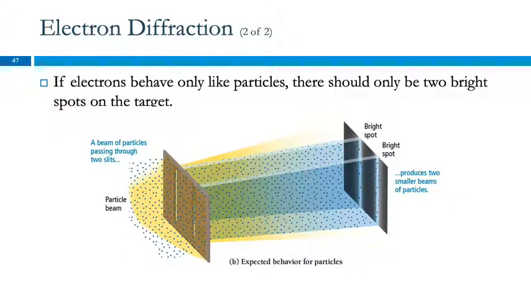If the electrons were just particles like baseballs, and we're sending those at this screen here, they would either hit the screen and bounce off, or they would go through the slit and continue in a straight line and make a bright line on the detector. We'd have two beams there. This is what would be expected for a particle.